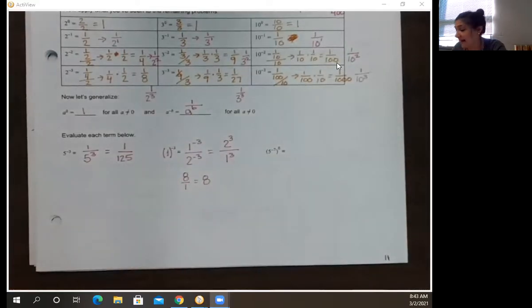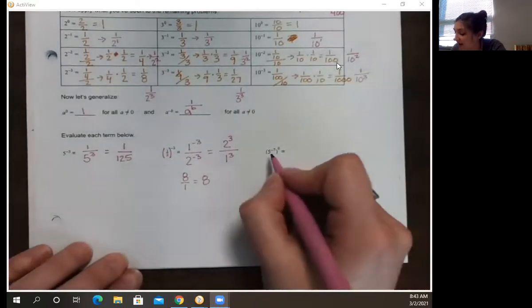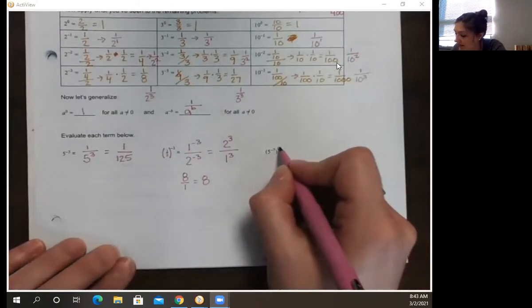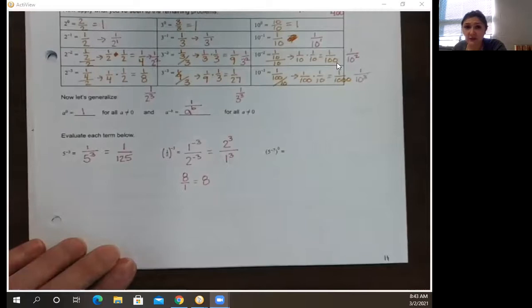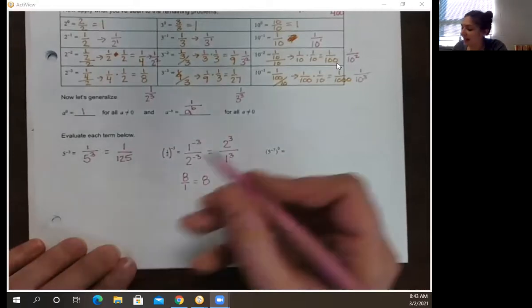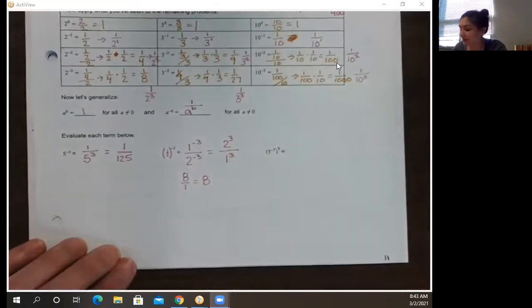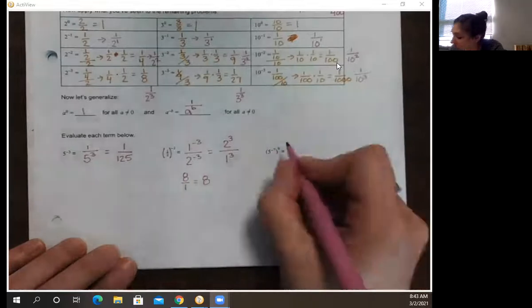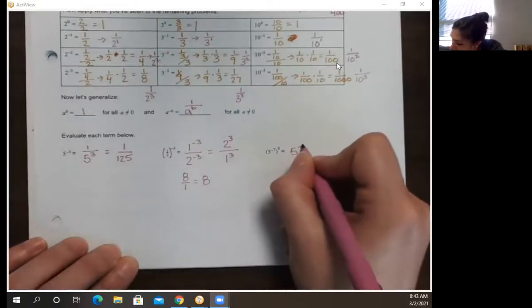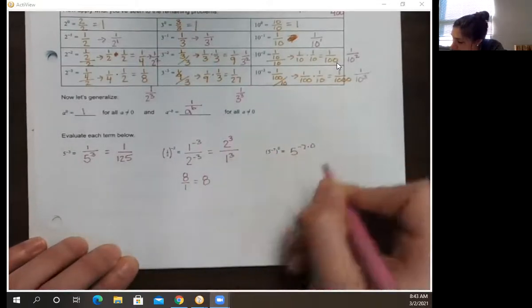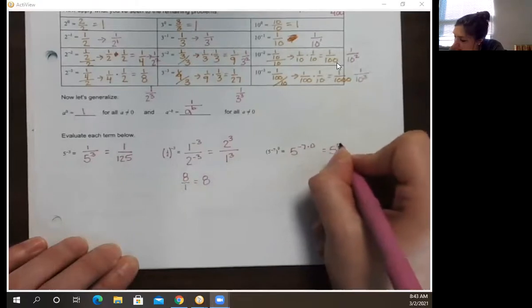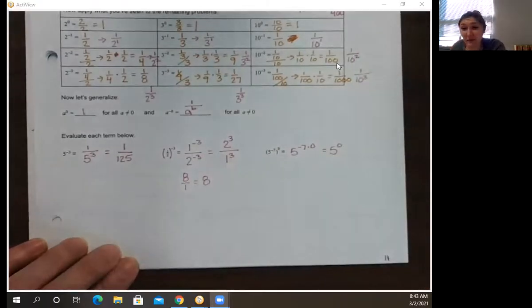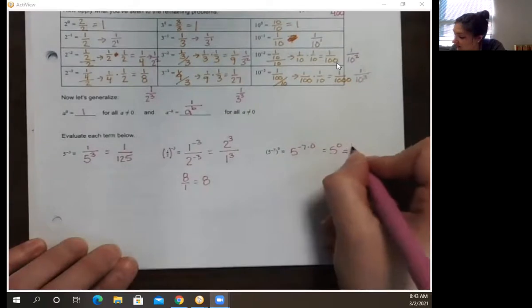And then for our last example here, I've got 5 to the -7th power to the 0 power. Now, for some of those earlier examples that I did, I simplified inside parentheses first. But for this one, I'm actually going to go ahead and distribute that power in, because that would give me 5 to the negative 7 times 0, which would just be 5 to the 0. And we know that any number to the 0 power is just going to be 1.